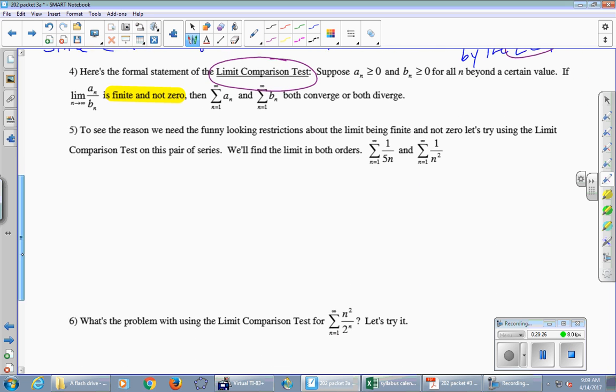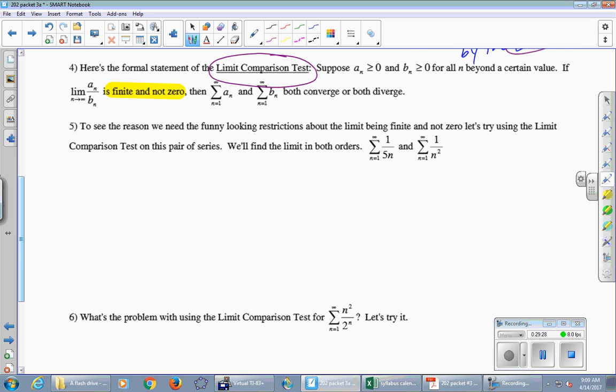One of the strangest conditions you'll ever see in a theorem. I mean, like again, a geometric series, what's the convergent interval? -1 to 1. Okay, it's like a length of 2, right? What's the interval that we care about here? Finite and not 0. Anything between 0 and infinity and you win, right? Anything between 0 and infinity, you win.